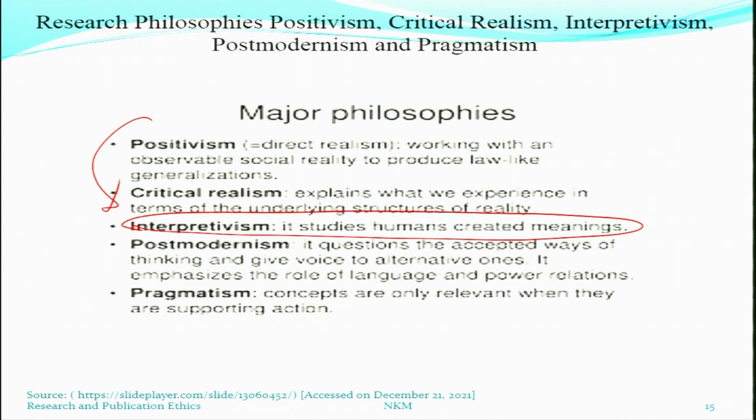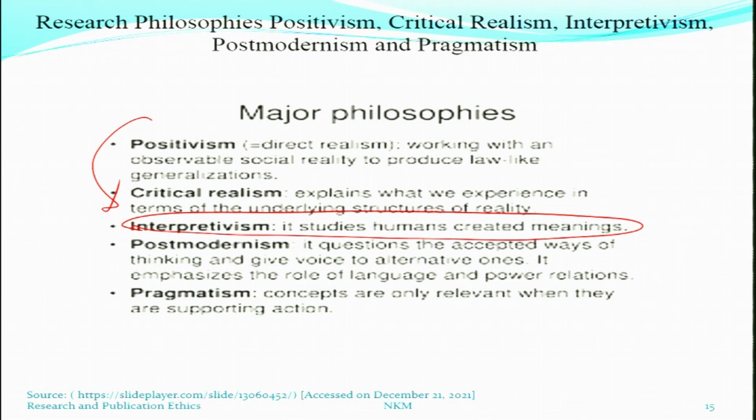Coming to postmodernism, it questions the accepted ways of thinking and gives voice to alternative ones. It emphasizes the role of language and power relations. Postmodernism talks about multiple meanings, multiple structures, where there is no fixed identity and no fixed idea. They can have multiple ways of explaining entities, and multiple ways of defining things.